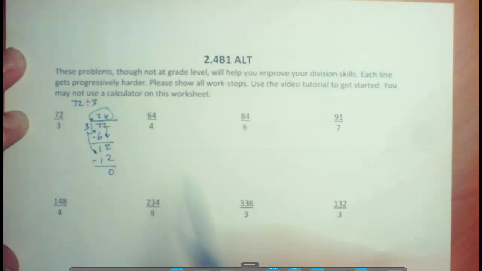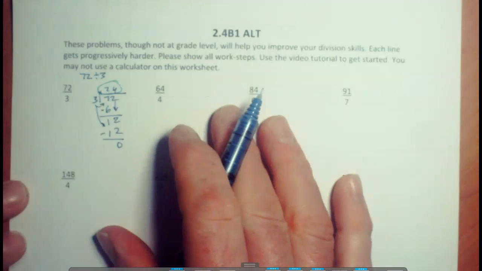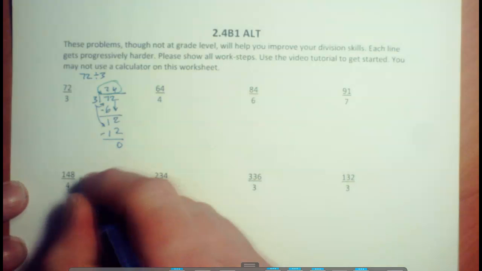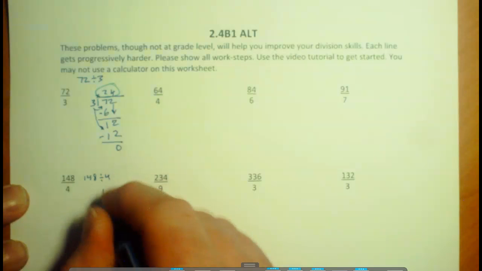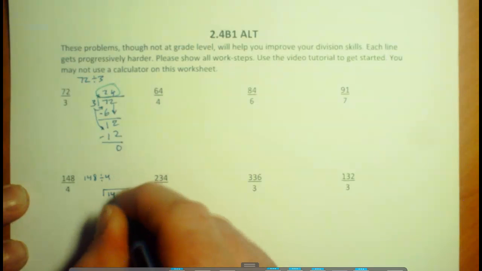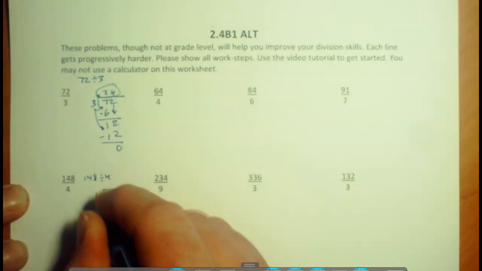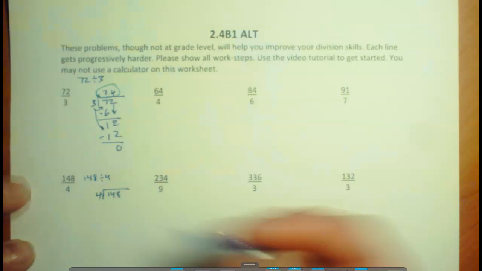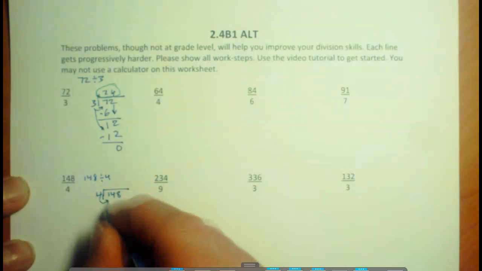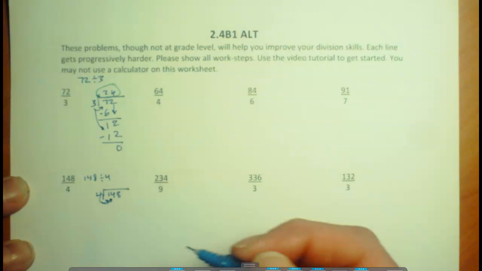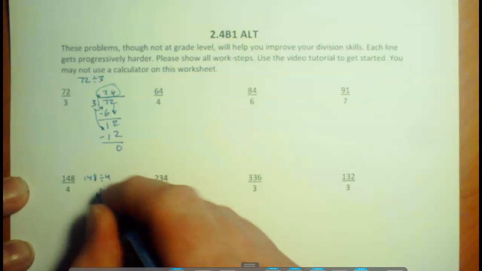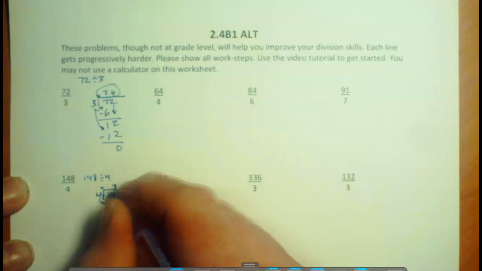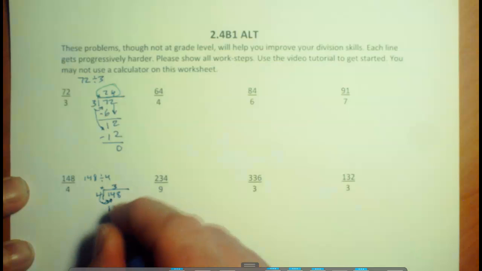All right, let's take a look at the next problem. 148 divided by 4. This is the same as 148 divided by 4, which is the same thing as 148 divided by 4. So let's go ahead and start asking our questions. Does 4 fit into 1? No, it does not. Does 4 fit into 14? Yeah, it goes into 14. Let's see, 3 times 4. Let's put times here. 3 times 4 would be 12, so put the 12 down.